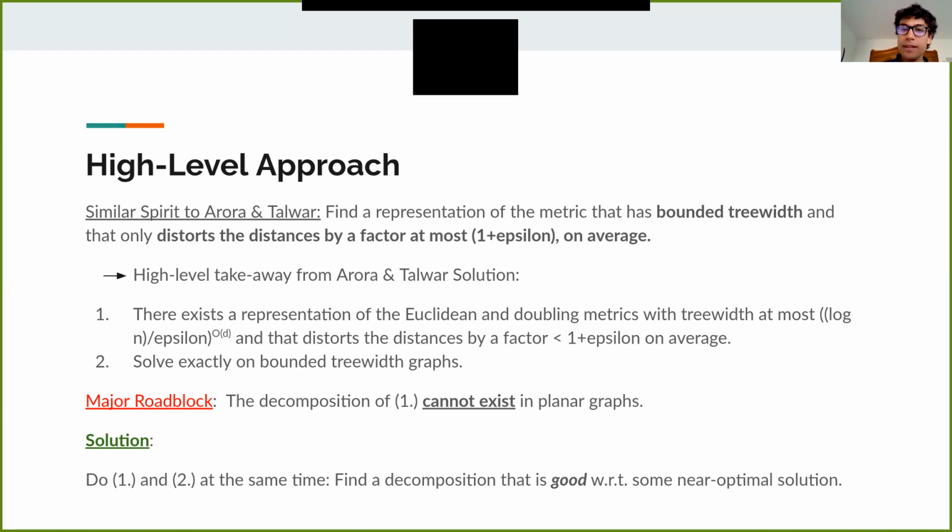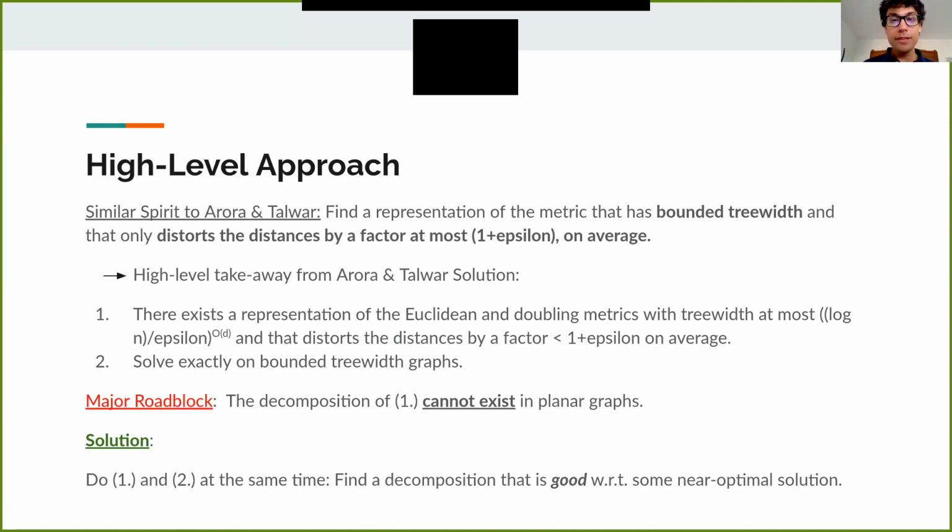So you can summarize the ideas, and of course there is much more to get them to work, but at the high level, that's what's going to happen under the hood for these approaches. You find a representation of the Euclidean space or the doubling metric with tree width at most poly log n over epsilon, such that the distances between points are preserved to a 1 plus epsilon factor on average. And then once you have this representation, you can solve exactly on the resulting graph. The solution for this resulting graph will be a good solution for the original graph.